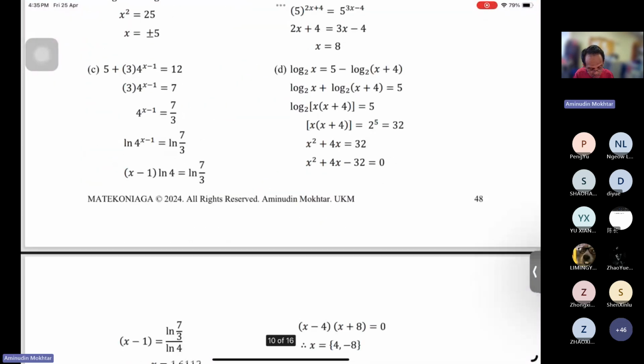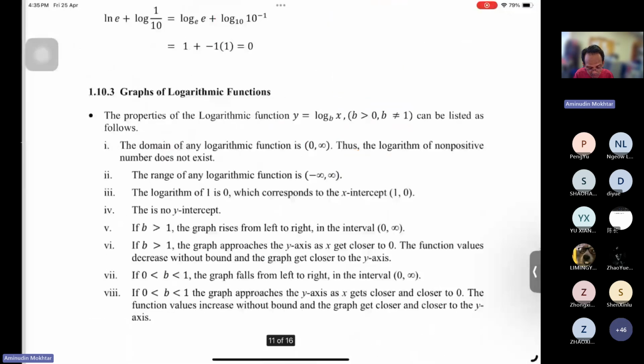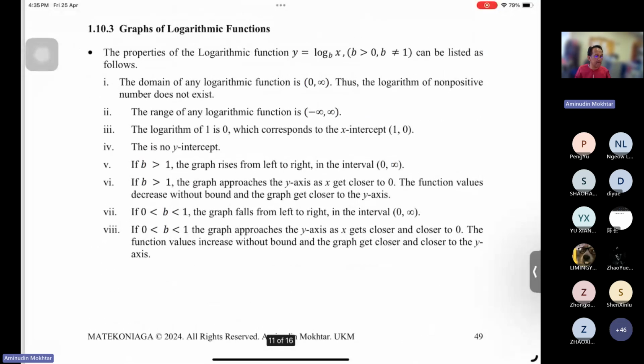Go back to our notes. The next one is about the graph of the log, how to graph the log function. There are some properties for log, the same as for the exponential. There are guides on how to draw the exponential function. Same goes for log. There are a few properties here.